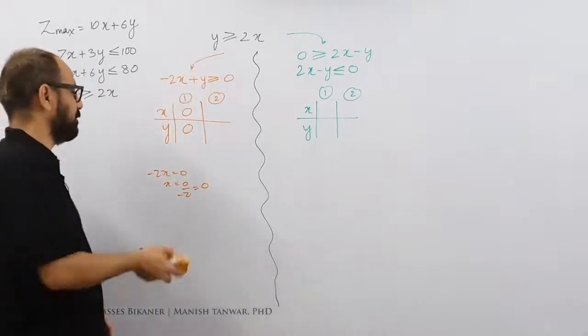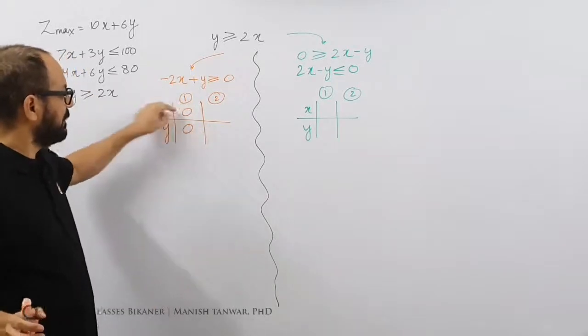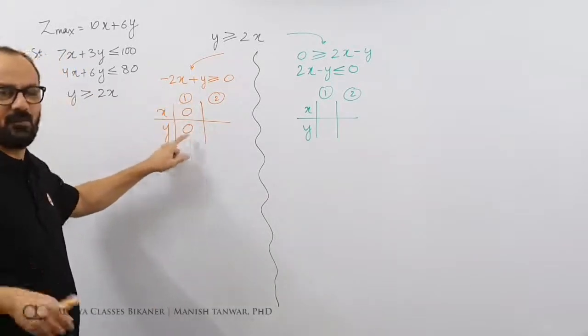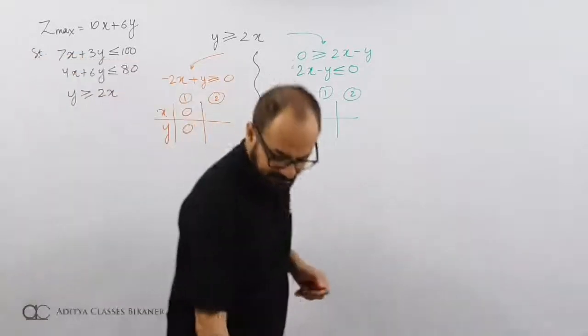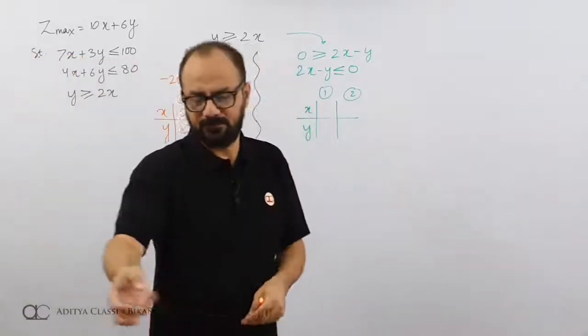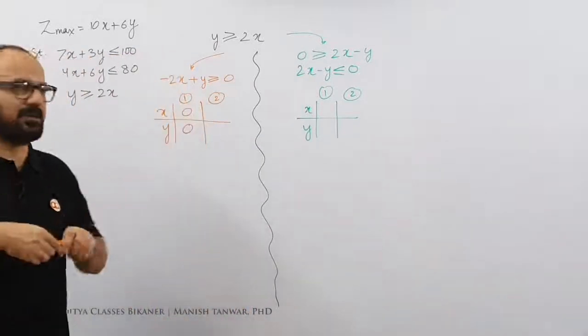Now this again is a problem. Both points are coming as 0, 0. When I put x is 0, y is 0. When I put y is 0, x becomes 0. This is a conflicting state. I am getting the same point. First point is also 0, 0. Second point is also 0, 0. How will I plot a line?